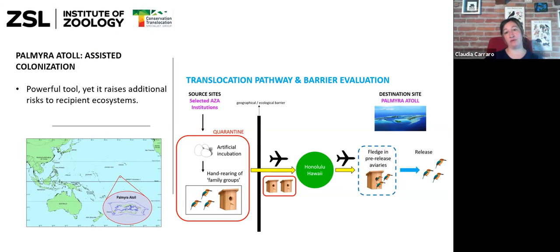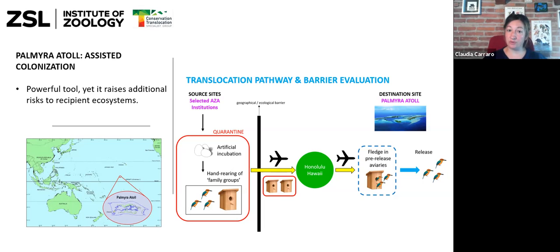Introducing Sihek to Palmyra represents an assisted colonization, which is a powerful tool for species recovery where reintroduction is not possible. Yet it raises additional risks to the recipient ecosystems. The first step in our disease risk analysis is the consideration of the translocation pathway and evaluation of geographical and ecological barriers. The pathway for this translocation is pictured here, and as you can see, barriers are crossed.